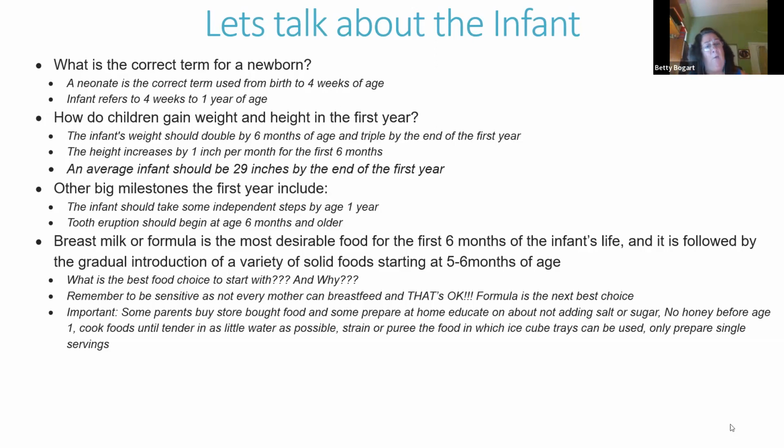Now, by 1 year old, they should be attempting to take some steps. Doesn't mean all kids are walking by then, but they're upright on their feet, attempting and falling. That's attempting.